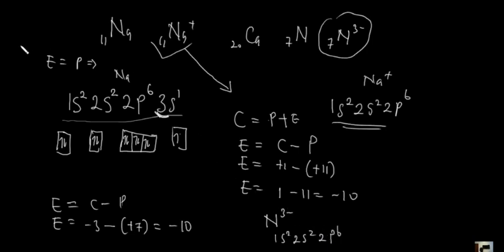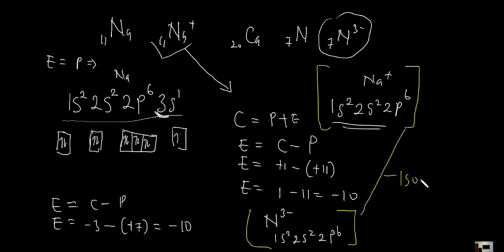Okay, with this said, before we conclude the class, I would like you to notice something. Did you notice that the electronic configuration of nitrogen ion and sodium ion are the same thing? Yes, they are said to be isoelectronic. When the electronic configurations of two substances are the same, they are said to be isoelectronic. And there's a general principle or trick I use for this.